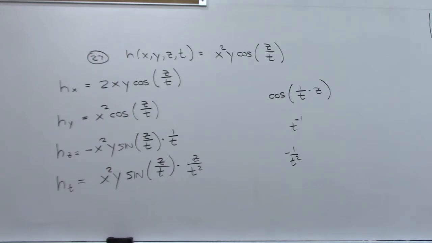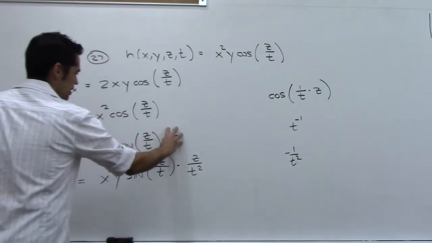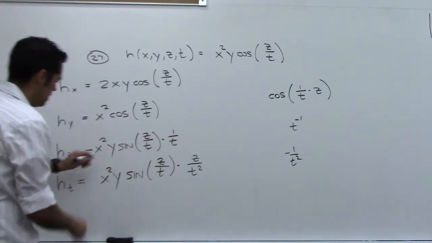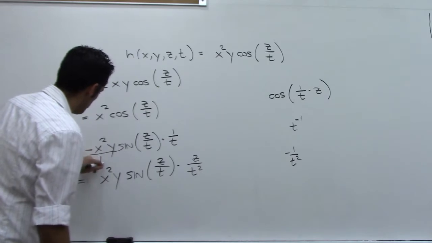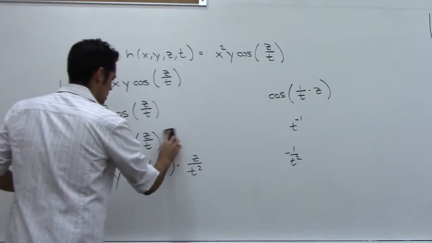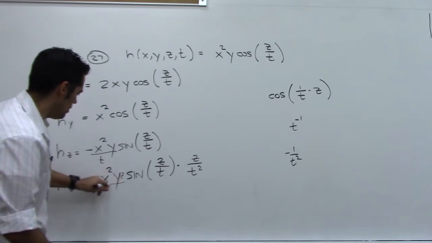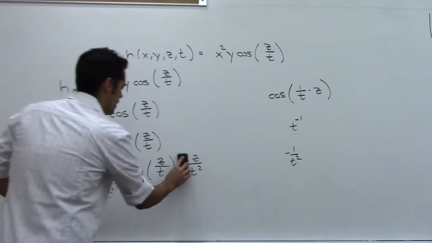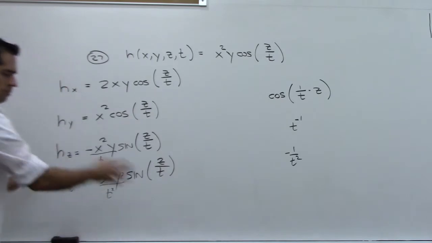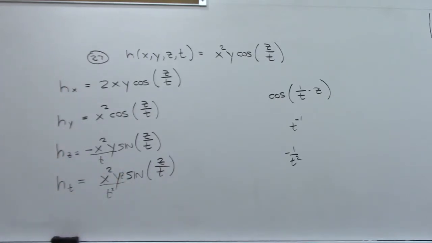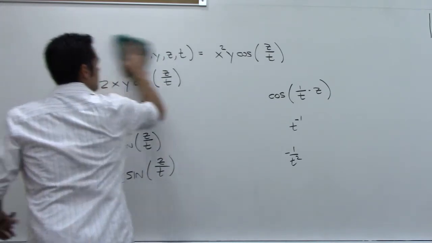So that is that. The book actually takes it one more step. They bring this out here and put this over t, which you can do. And then they take this over here, tack the z on right here, and put it over t squared, like that. That's just algebra. Okay, next one. I liked 29. 29 looked good too.